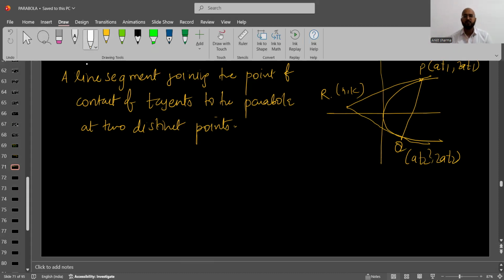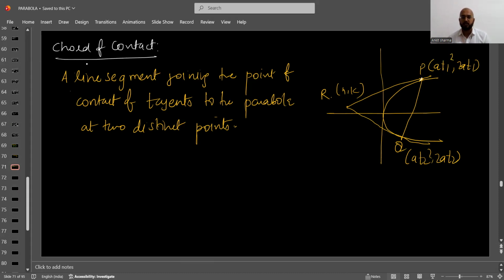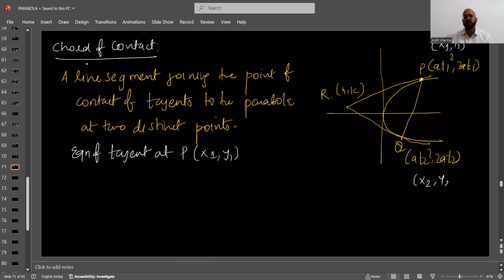Moving ahead. So what I'll do, I'll write down the equation of tangent at P. Instead of taking the parametric point, we can even take x1, y1 also, no problem, because ultimately we don't have to work anything with the parametric coordinates here. So I'll be taking x1, y1 and x2, y2 for convenience.